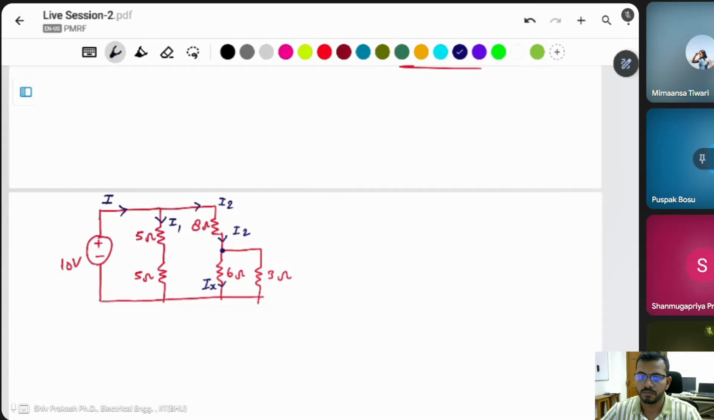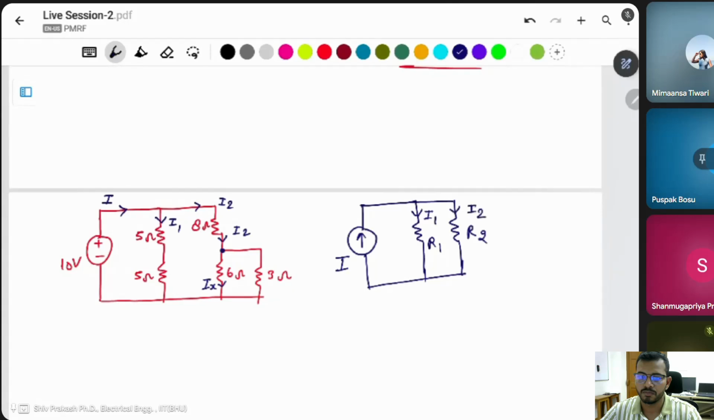CDR. All of you, I think, know about the current divider rule. Let's try to find a current source. If there are two resistances connected in parallel and current I is flowing through them, this one is R1, this one is R2. Take the current as I1 and this current as I2. Then what are I1 and I2? And what is the CDR?